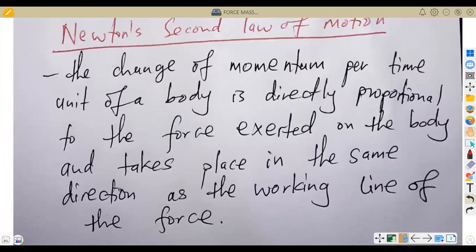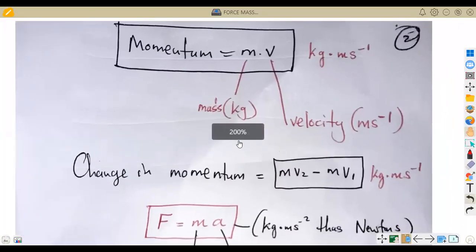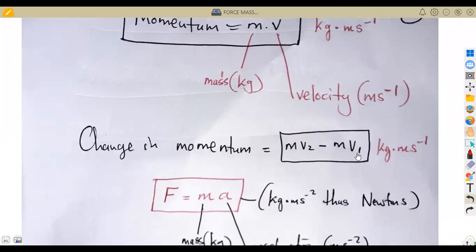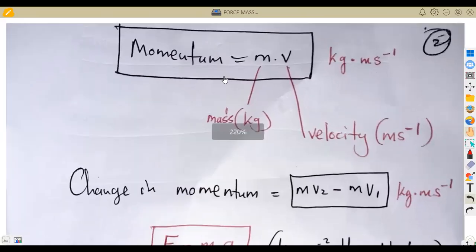So here I just listed some of the things that we need to know about this second law. It leads us to the momentum formula, that it is the product of mass and what? Velocity. The mass measured in kgs, our velocity in meters per second. So meaning our units are going to be kg times meters per second. Then we can have a change in momentum. We shall talk about these formulas later on, about the change in momentum and even momentum as a subheading.